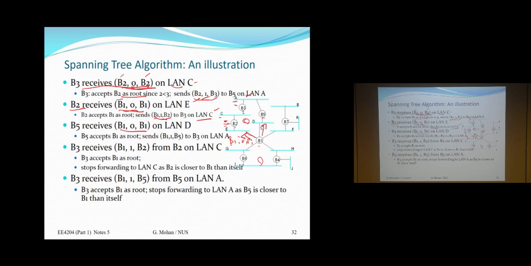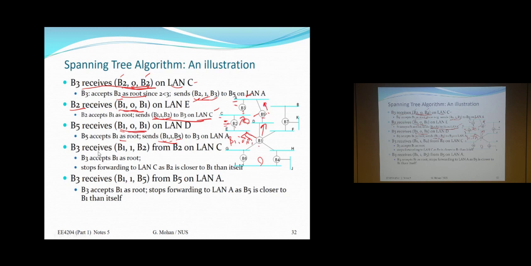So B5 receives a similar message, B1, 0, B1 on LAN D. So B5 accepts B1 as the root because 1 is smaller than 5. And it sends another message, B1, 1, B5 here. That means B5 is the sender. It believes B1 is the root. 1 is the distance from B5 to B1. Now, this message was sent to B3 from here. And there's another message sent from B1 here.